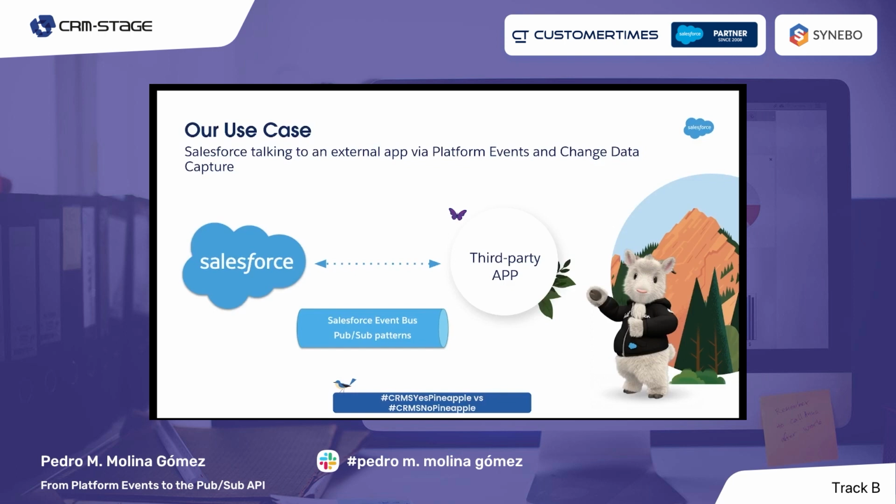On the left side, we had a Salesforce application that uses platform events and change data capture. And on the other side, we have a third-party application that uses publish and subscribe patterns. We had implemented this scenario in two different ways: the application from 2018 that is not using the new PubSub API, and the one I have created this year that is, of course, using the PubSub API. So let's have a look at that in detail.